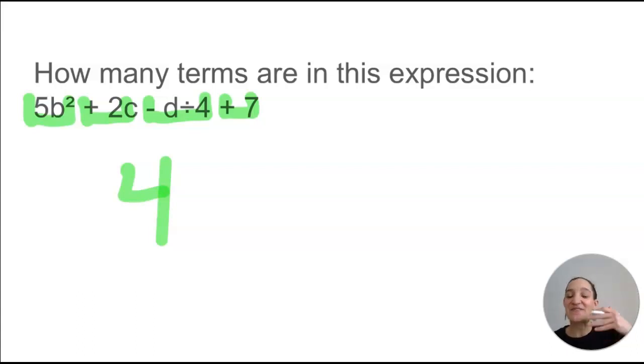All right, work on those. Figure out little things that help you remember the difference between a coefficient and a constant and a variable. Once you've got them down, the practice will help.